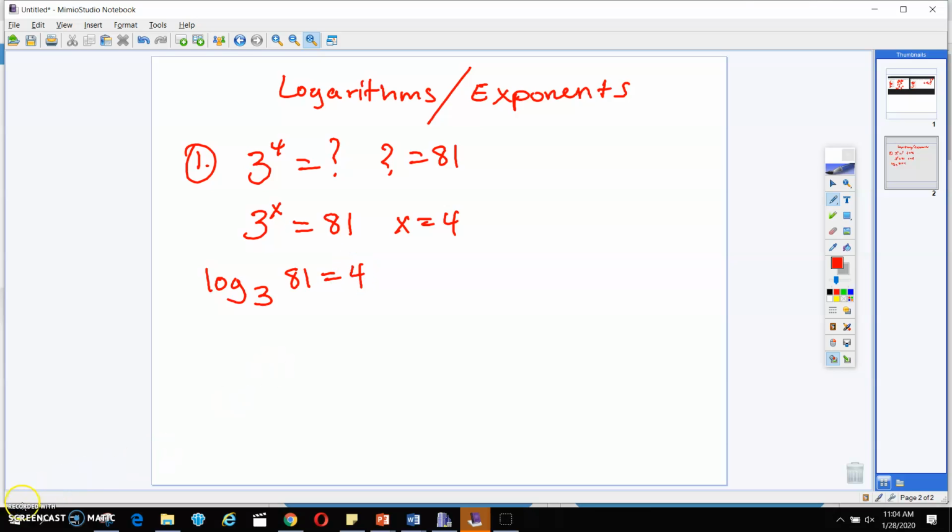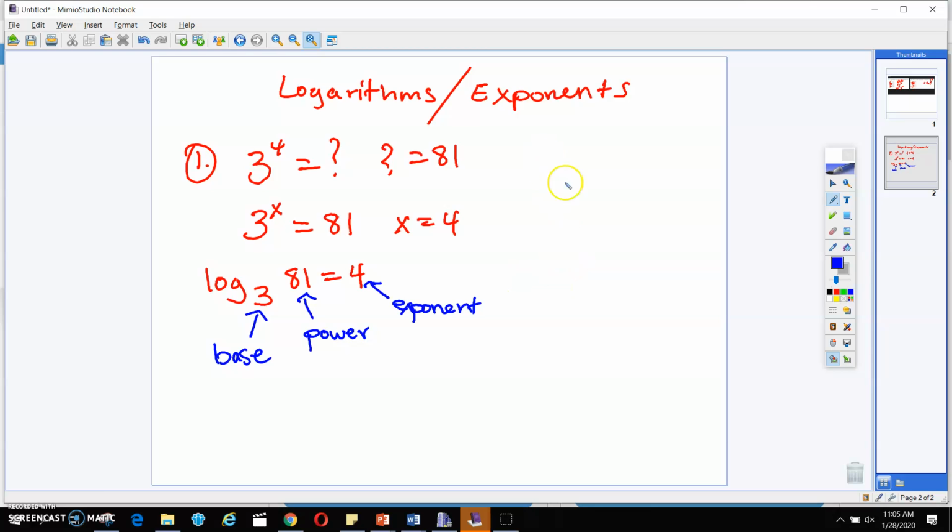So what I want you to do is just write this down. Okay, so this right here, this 3 is our base. This 81 right here is our power. And this 4 right here is our exponent. I would label those on your paper.